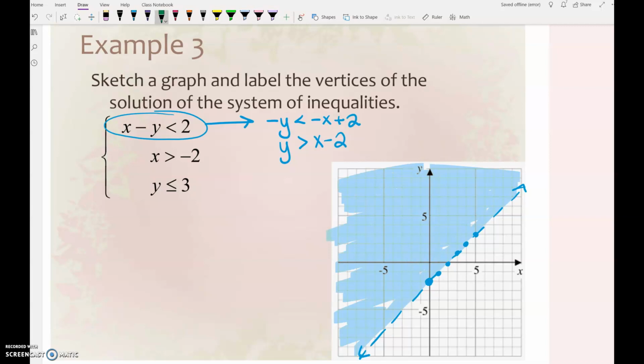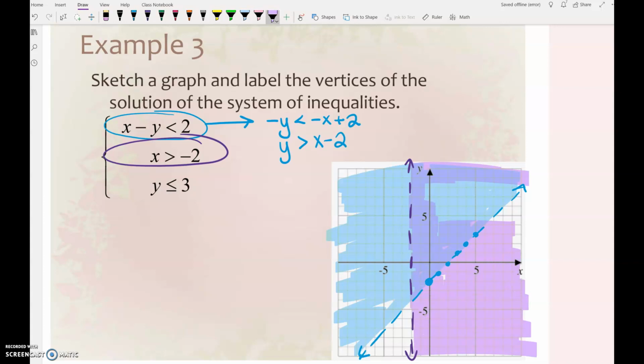Okay. Then, I don't think I want to use purple. X is greater than -2. That's a vertical line. Dashed line. So dashed vertical line at -2. Hopefully your dashes aren't quite so messy as mine. And we need to shade greater than, that would be all of the numbers to the right. Then y is less than or equal to 3. That is a solid line, solid horizontal line at 3. And we would shade down.